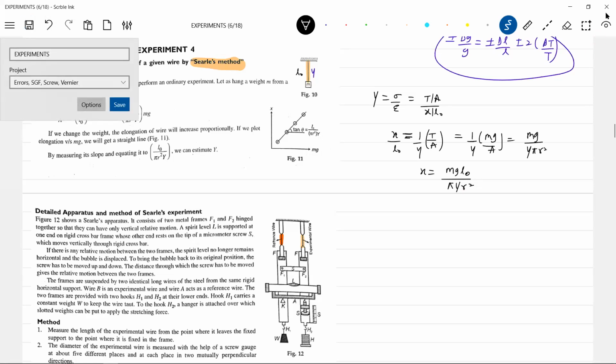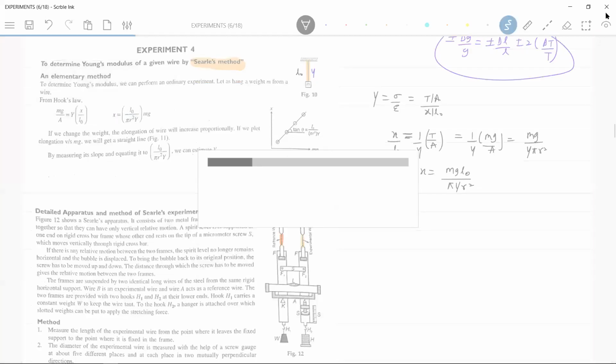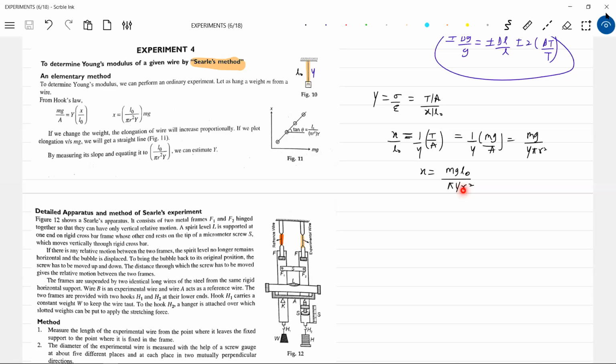Okay, let's get into the discussion. Now L naught is the initial length, Y is Young's modulus, pi, and r is the radius. These are constant, no? So what things will be here? The m. As we increase the load, the elongation will start increasing. So let me plot that elongation versus the load. What is this mg? Mg I'm going to call load. So I'm going to keep on increasing.